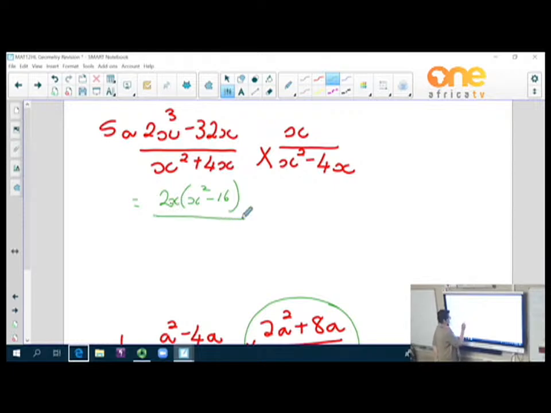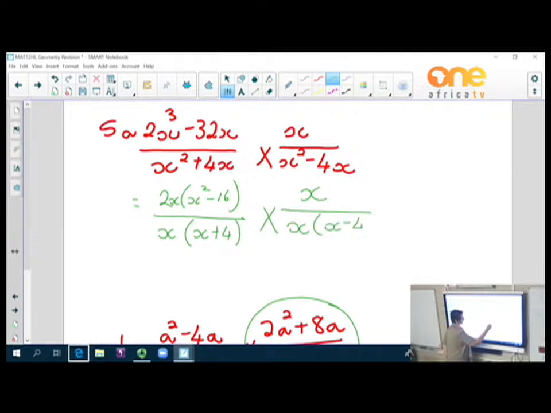Over, this one is the highest common factor, so I can take out x plus 4, times x. This one is also the highest common factor. It's just x minus 4 that we have now there. But this one can factorize further. Look at this. This is the difference between squares. So I can factorize this one to be x minus 4, x plus 4. I can factorize that one further.